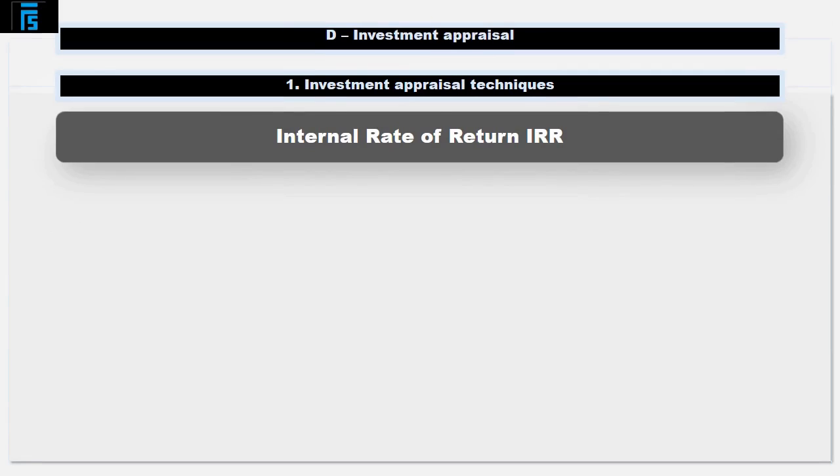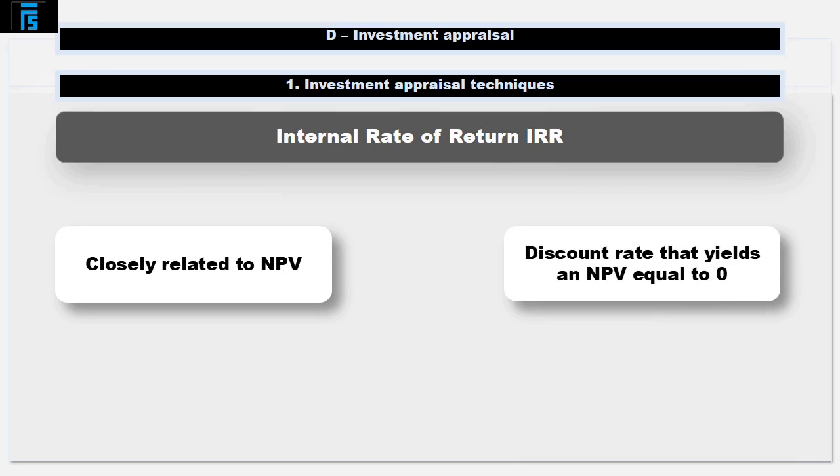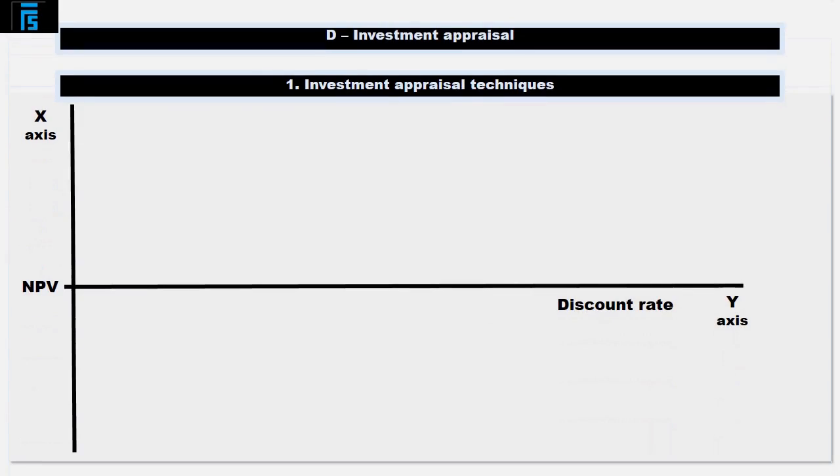Lastly, let's now consider our final investment appraisal technique, internal rate of return, or IRR. IRR is closely related to NPV. It's the discount rate that yields an NPV equal to 0. If we took the cash flows associated with a project and did several different NPV calculations at different discount rates and plotted the results on a graph, it might look something like this.